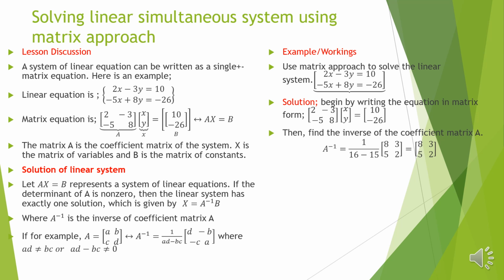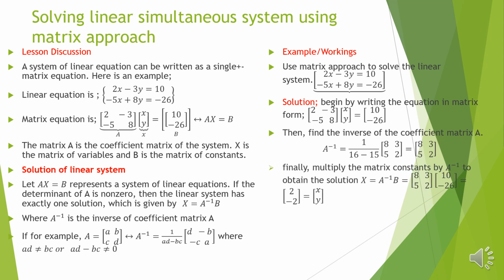Finally, multiply the constant matrix by A inverse to obtain the solution of X. Remember we said X equals A inverse multiplied by matrix B. By so doing, we have 8, 3, 5, 2, times 10 and negative 26. Remember, we are multiplying row by column. So it will be 8 times 10, that is 80, and 3 times negative 26, that is negative 78. And then you add, so 80 plus negative 78, we get positive 2.